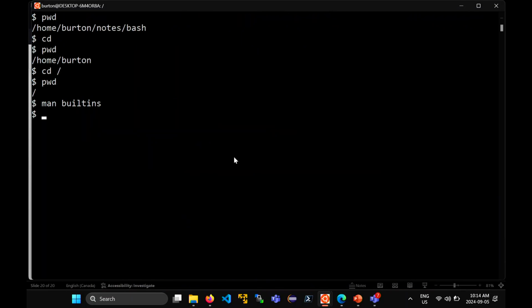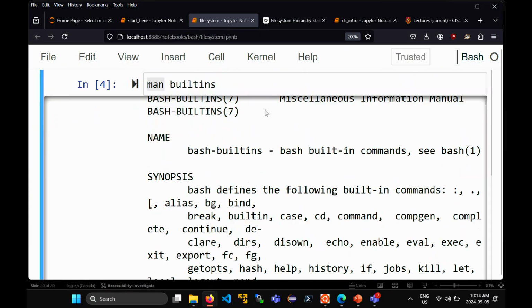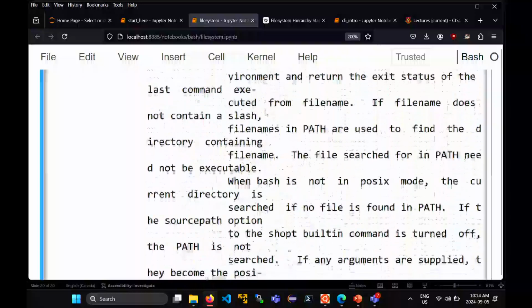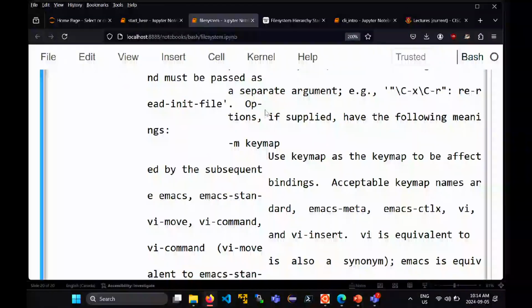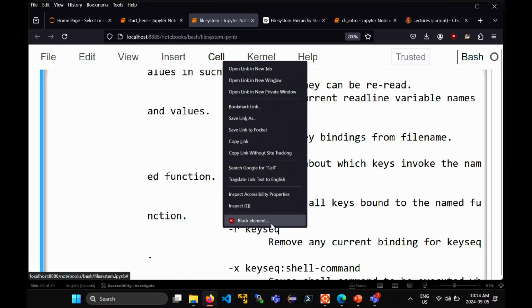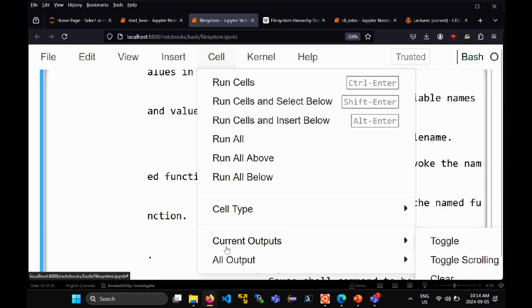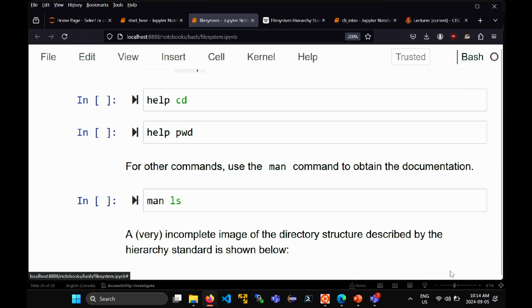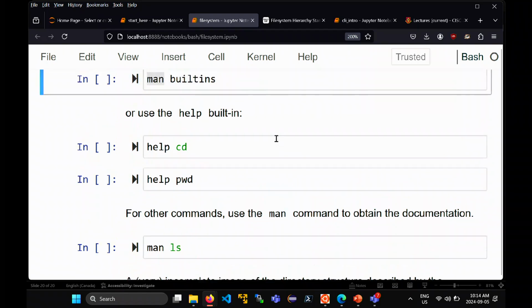Right. Quit that for now. Later on, I'm going to tell you how to use the man pages. It produces a lot of output, sorry. That's a lot of output, hang on. Clear, thank you. Okay, there we go.